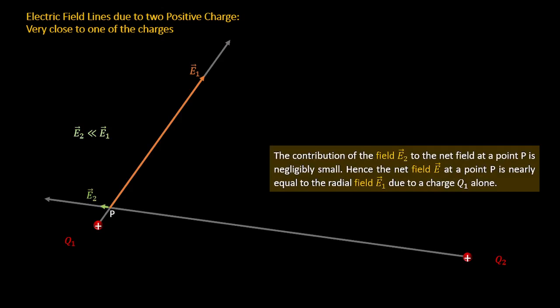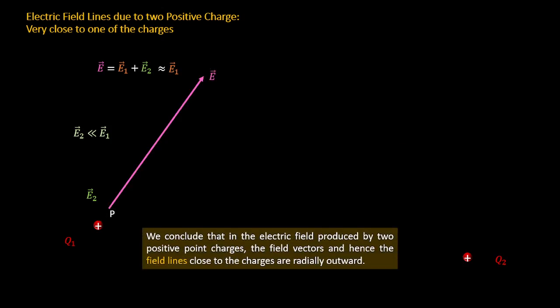Hence, the net field E bar at point P is nearly equal to the radial field E1 bar due to charge Q1 alone. We conclude that in the electric field produced by two positive point charges, the field vectors and hence the field lines close to the charges are radially outward.